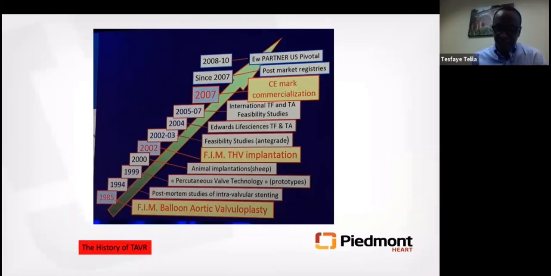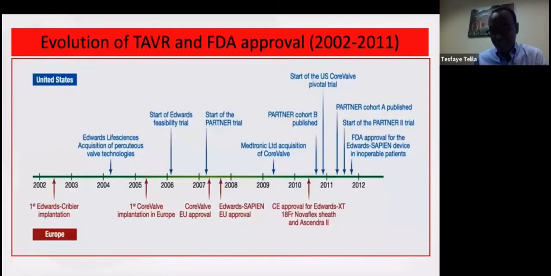So the story of transcatheter aortic valve therapy, as you can see: the first in-man balloon aortic valvuloplasty was performed by this same person, Alain Cribier, in 1985. In 1994, as we just went over, a post-mortem study, in 1999, in 2000 animal implantation in sheep. The first in-man transcatheter heart valve was implanted in 2002. 2002-2003 was a very exciting time. All the companies were taking on this valve therapy, and in 2007 the valve was CE marked in Europe for commercialization. And in 2008-2010, Edwards and Medtronic started looking into this valve, and it was FDA approved in the US in about 2011.